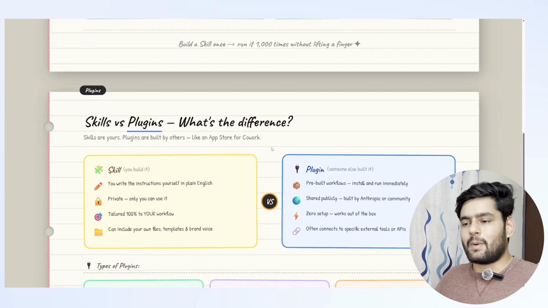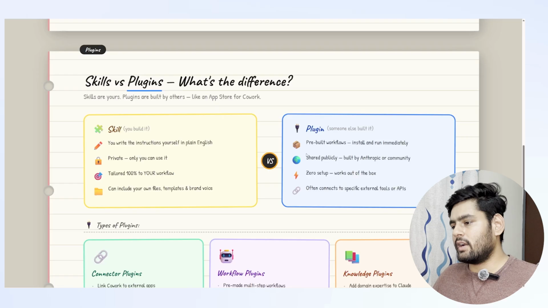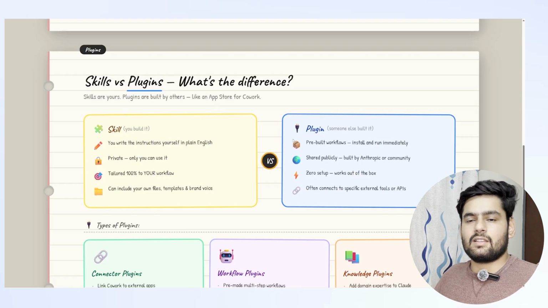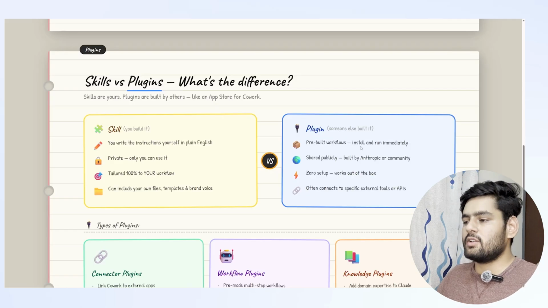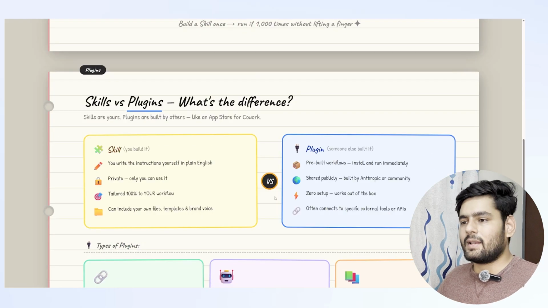Now plugins are part of skills, but in simple words, the only difference with a plugin is that in one plugin there can be multiple skills, right? So plugins are pre-built workflows. Install and run them immediately. You can share them publicly. So skills and plugins most of the time look the same, but the only difference is that in plugins there can be multiple skills working together.